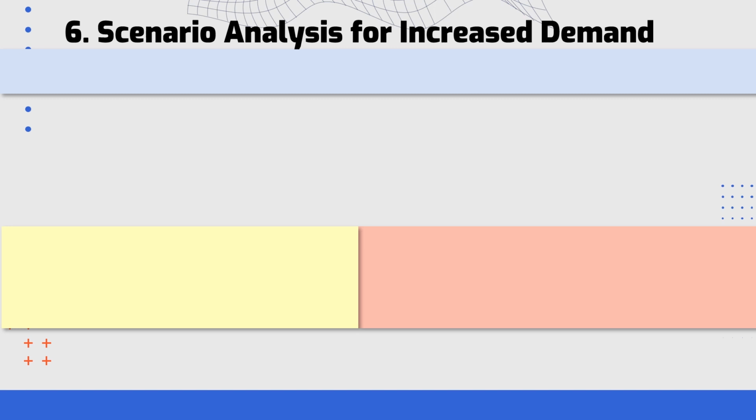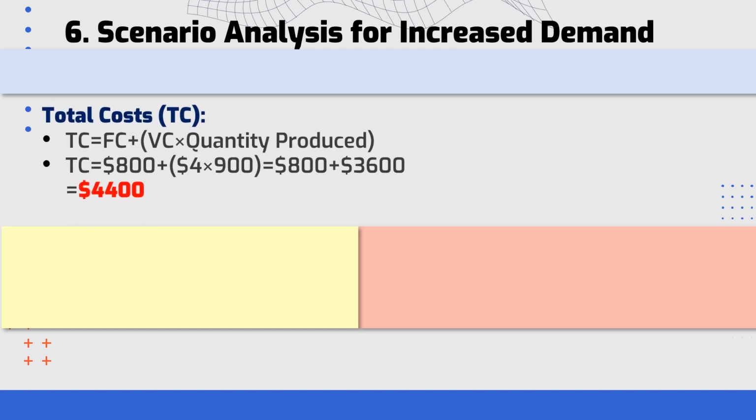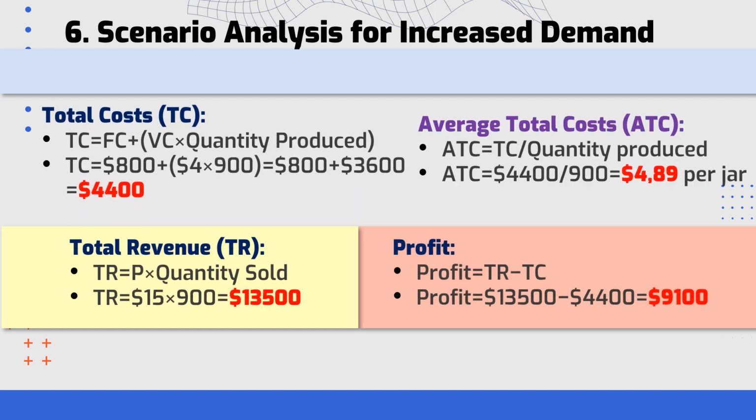Scenario analysis for increased demand. Let's consider the scenario where the demand increases and the company produces 900 jars. So here we have an increase in production up to 900 jars, and we need to calculate the new total cost, average total cost, total revenue and profit by following absolutely the same formulas we have been utilizing in the first steps of our calculation task.